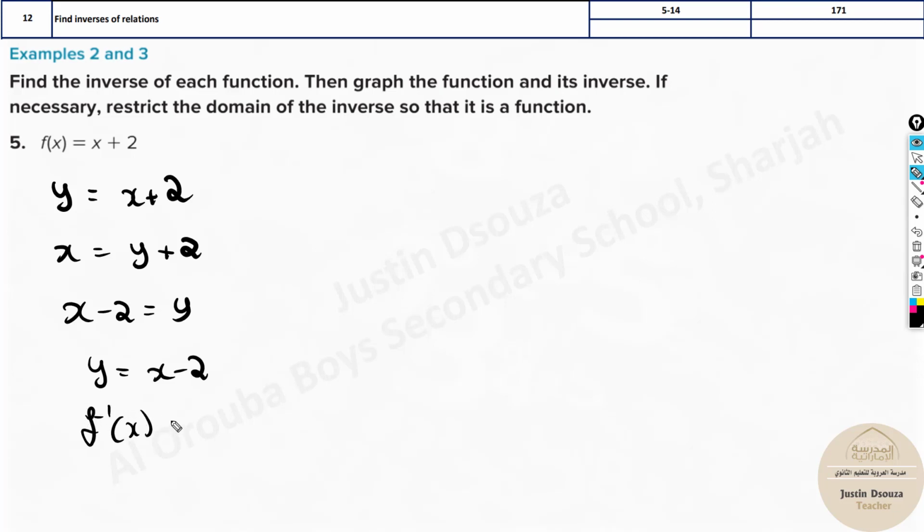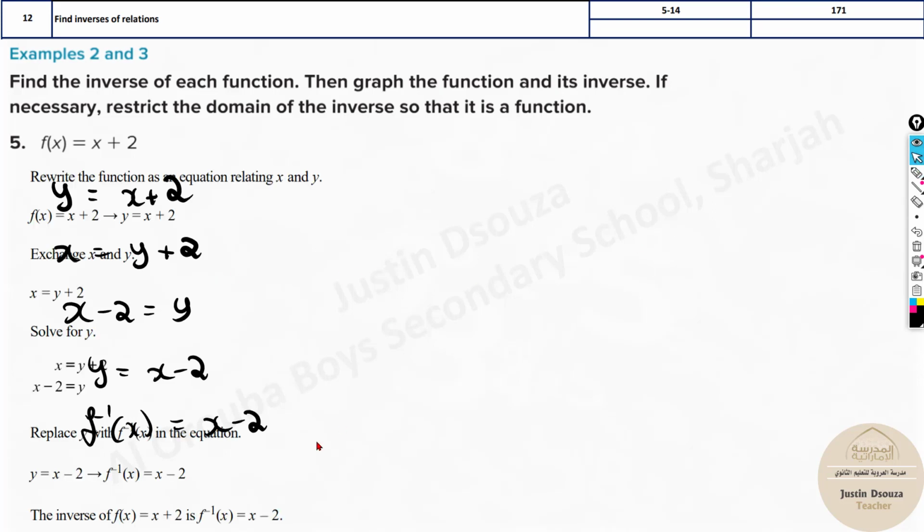f power minus 1 of x is x minus 2. This is the answer here. Now they have told us to graph, so you can see x minus 2 is the answer. How do you graph it? Basically, what is the graph of x plus 2?